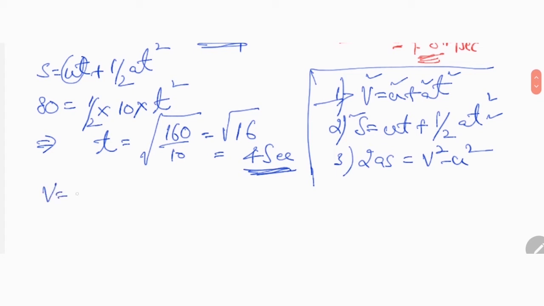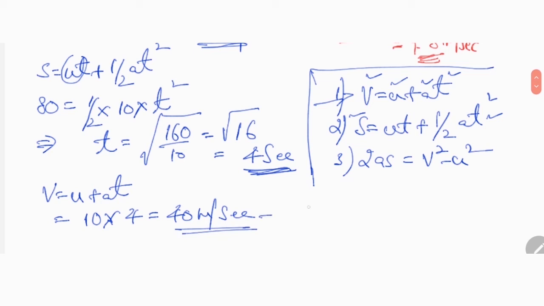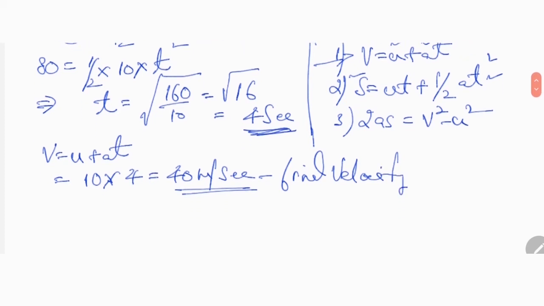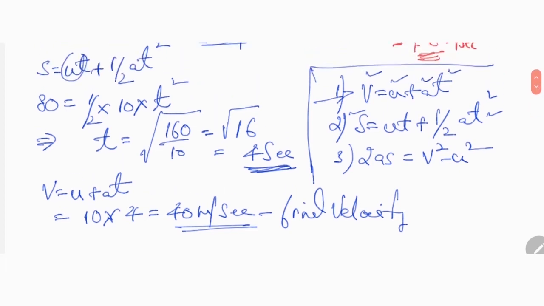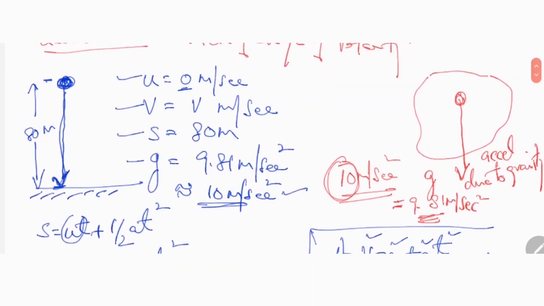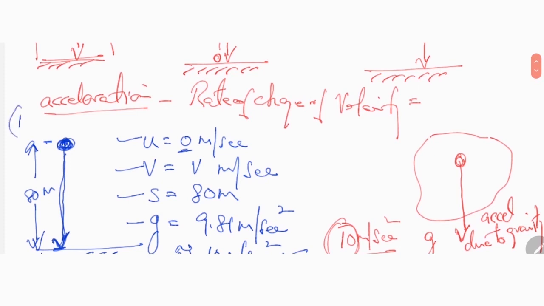So it's nothing but v is equal to u plus at. Again u is 0, therefore the answer is 10 into time taken, which is 4. That is equal to 40 meters per second, right? So you see, this is the final velocity. So this is how you calculate when an object is dropped freely from some position and is allowed to fall freely on the ground.